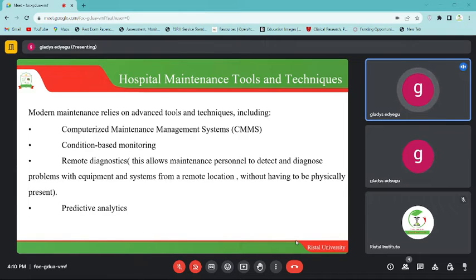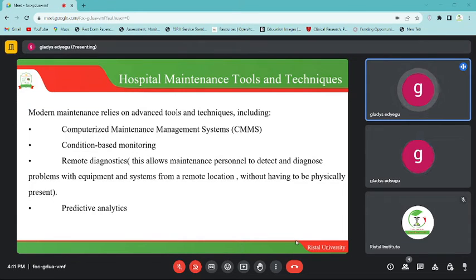So they are able to detect from wherever they are, and tell that this has happened to that machine and it needs to be repaired in this way. Those are some of the maintenance tools and techniques. Then predictive analytics. As I refer back to the previous slide, we talked about the different methods and strategies that we apply in maintaining and repairing our different systems, infrastructures and equipments. We talked about one method being the predictive strategy or predictive method.